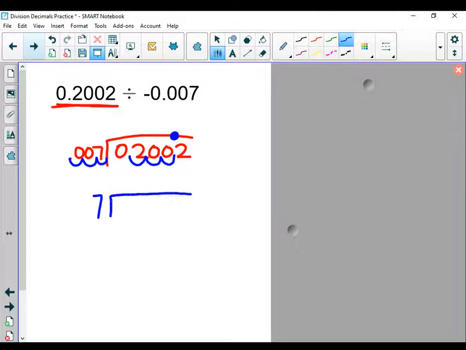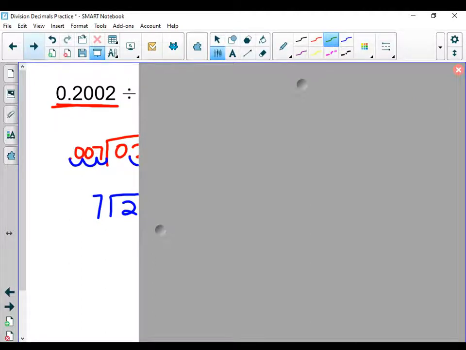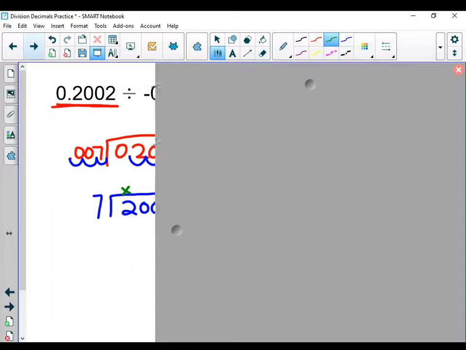At this point, I usually rewrite it because it's a lot easier for my eyes to follow. I don't need all that extra stuff in there. I slowly work my way across the problem. Does 7 fit into 2? No. Some people put an X, some people put a 0, some people leave it blank. Be careful if you leave it blank, that your next number goes above the 0.